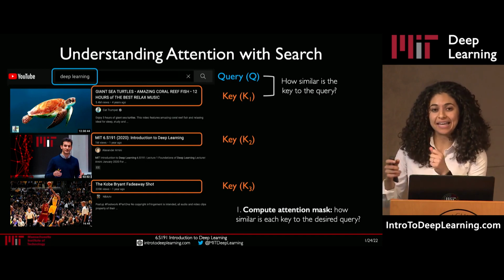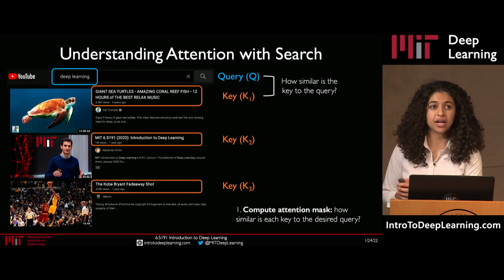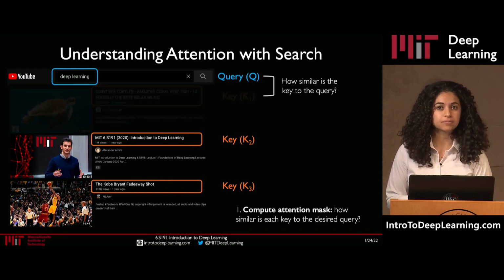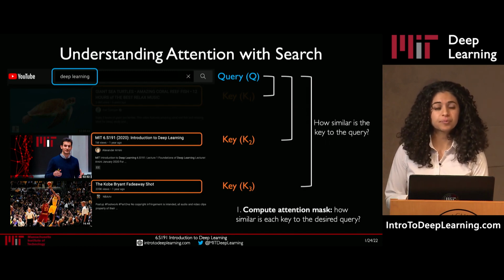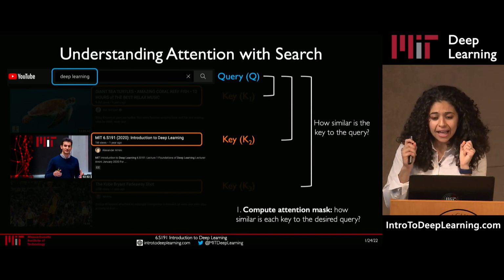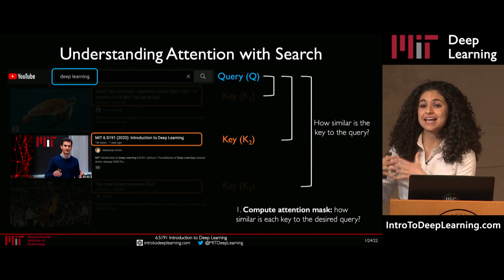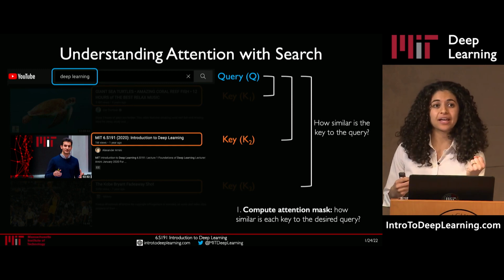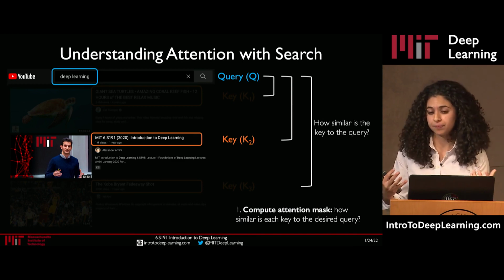And as we do this, at each check we make, we'll ask, how similar is that key, the title of the video, to our query, deep learning? Our first example, this video of a turtle, is not that similar. Our second example, a lecture from our course, is similar. And our third example, Kobe Bryant, is not similar. And so this is really this idea of computing what we'll come to see as an attention mask, measuring how similar each of these keys, these video titles, is to our query.